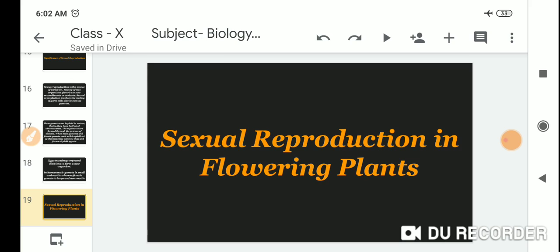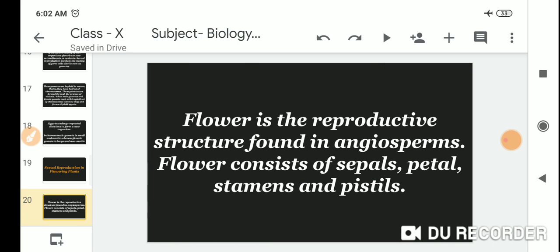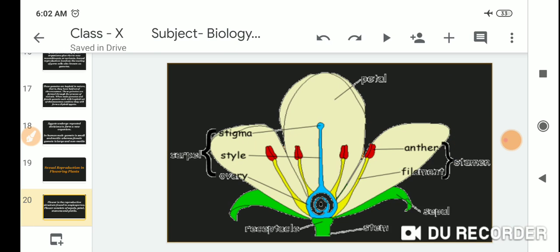Sexual reproduction in flowering plants. The flower is the reproductive structure found in angiosperms. A flower consists of sepal, petal, stamen, and pistil.